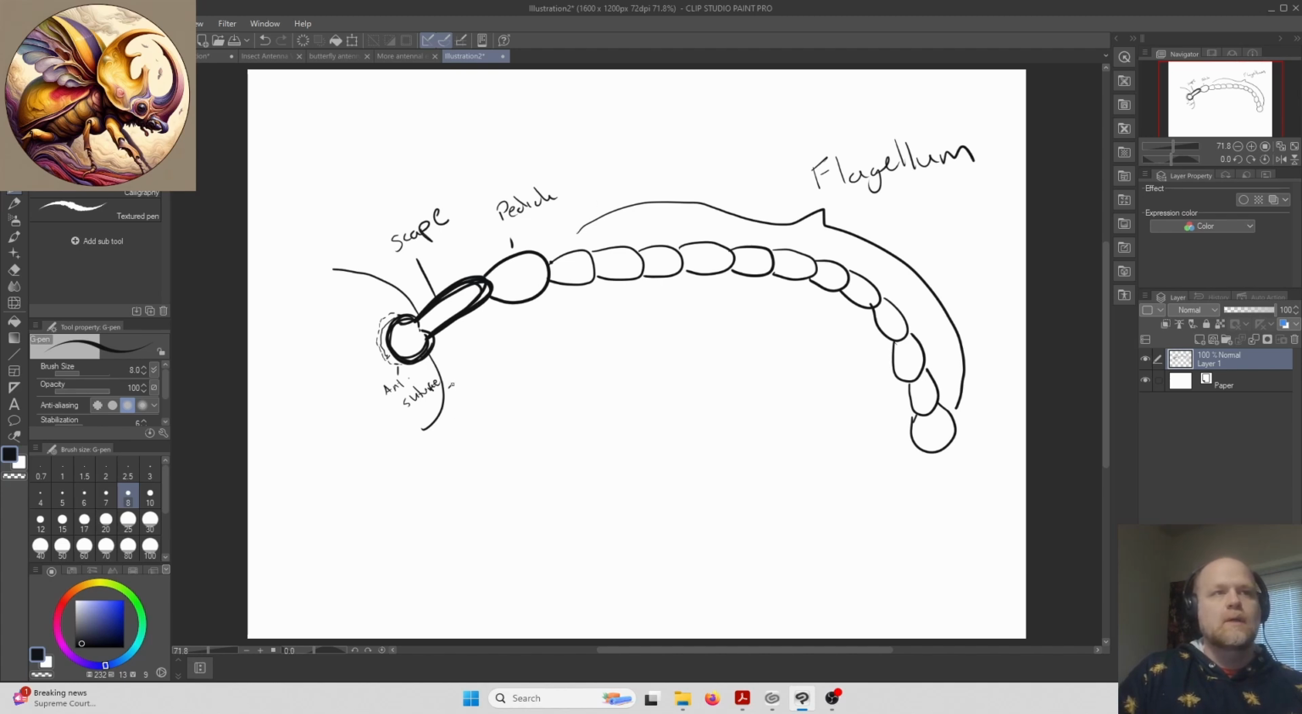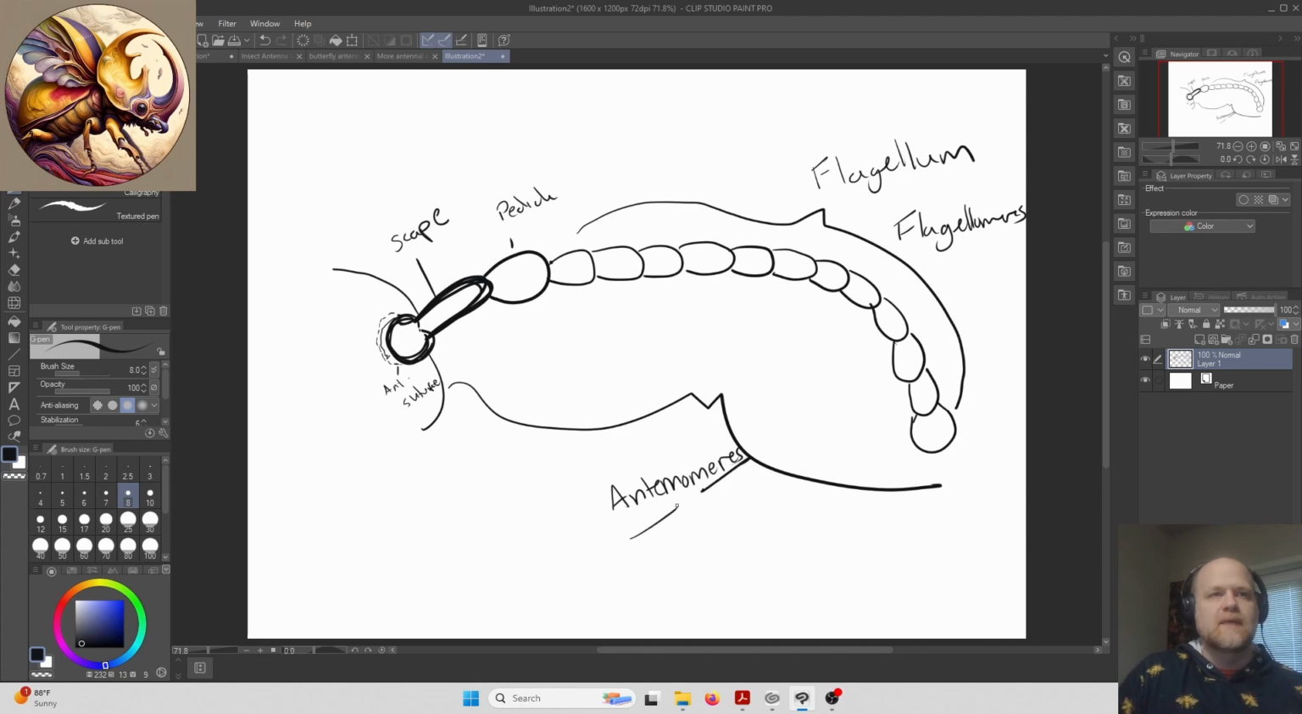This whole thing, if you were to try and identify an insect, all of the segments are called antennomeres. I'm probably going to spell that wrong. Antennomeres. And these are sometimes called the flagellomeres. So just get used to that. So it's the individual units of the antenna, the individual units of the flagellum.